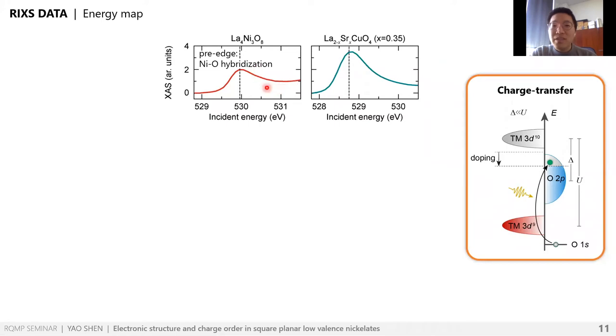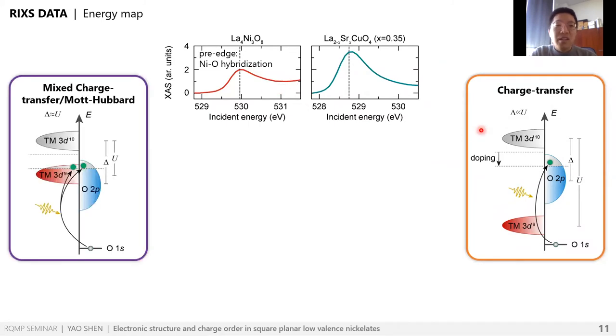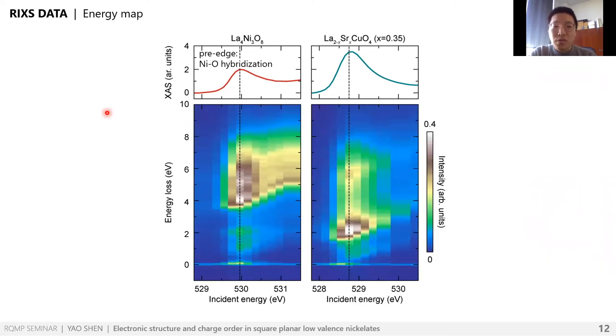But it doesn't mean it's in the charge transfer regime, since in the mixed charge transfer-hybrid regime, you can also have the core electrons excited to the oxygen 2p orbitals, and it will give you the pre-peak as well. So to further distinguish between these two scenarios, we need to go to the RIXS measurement.